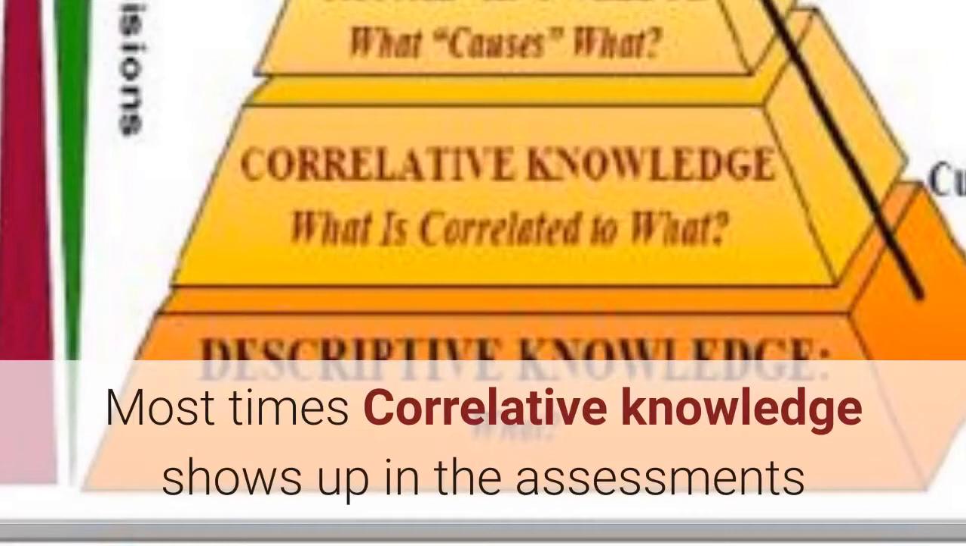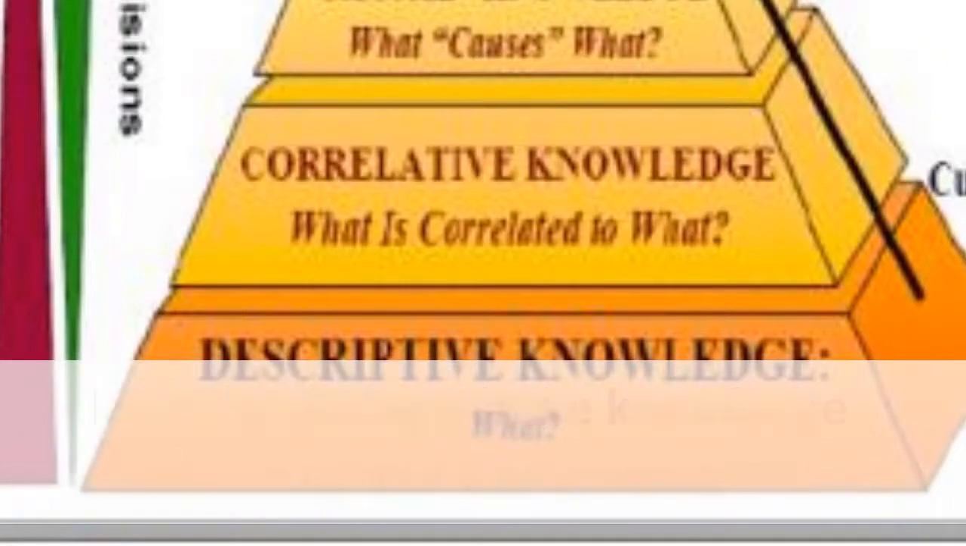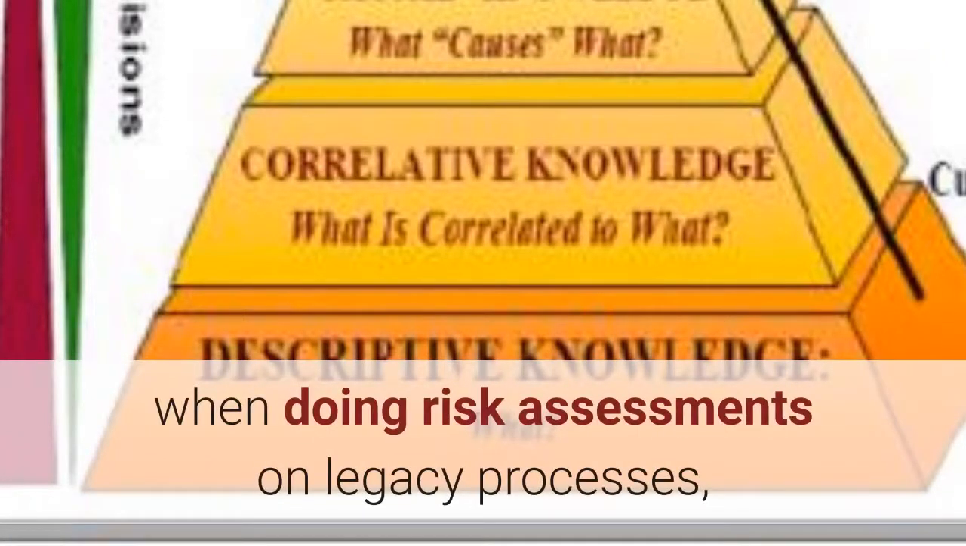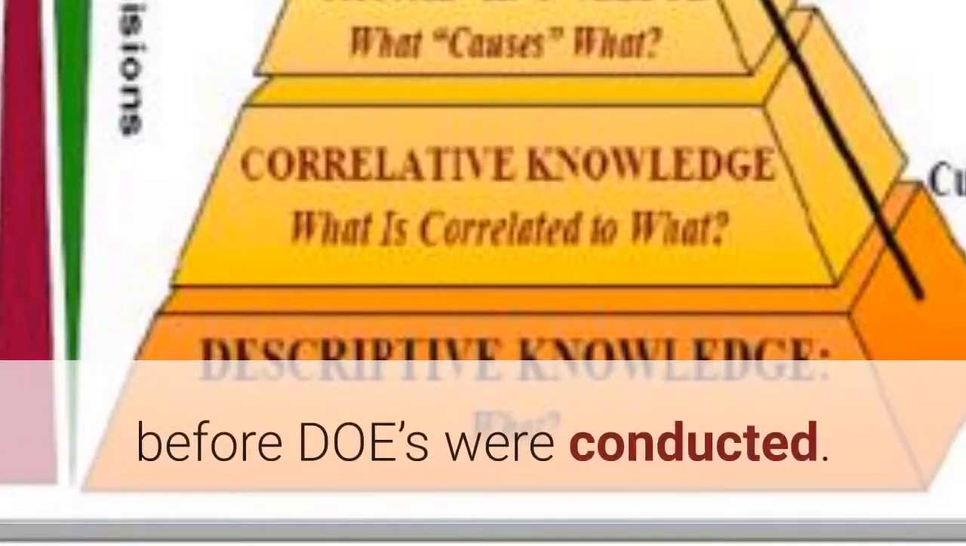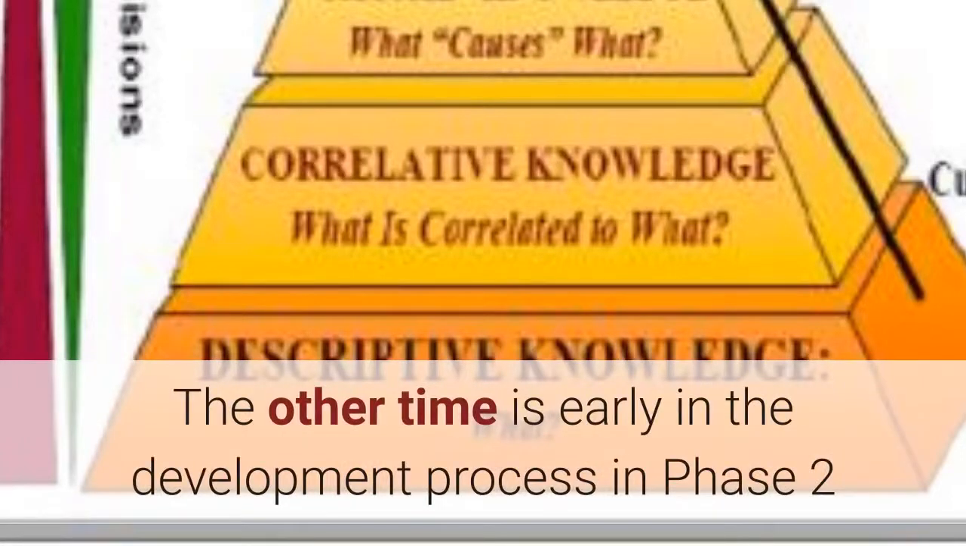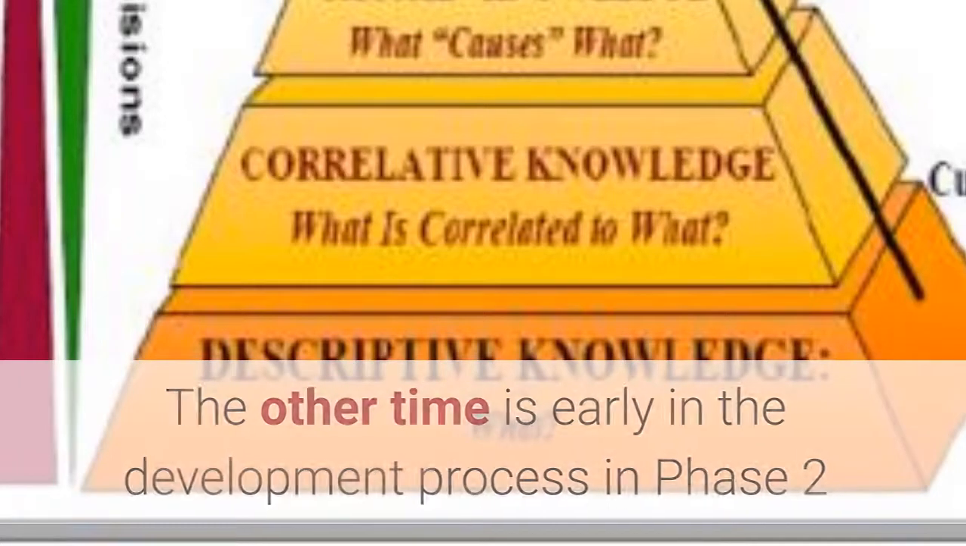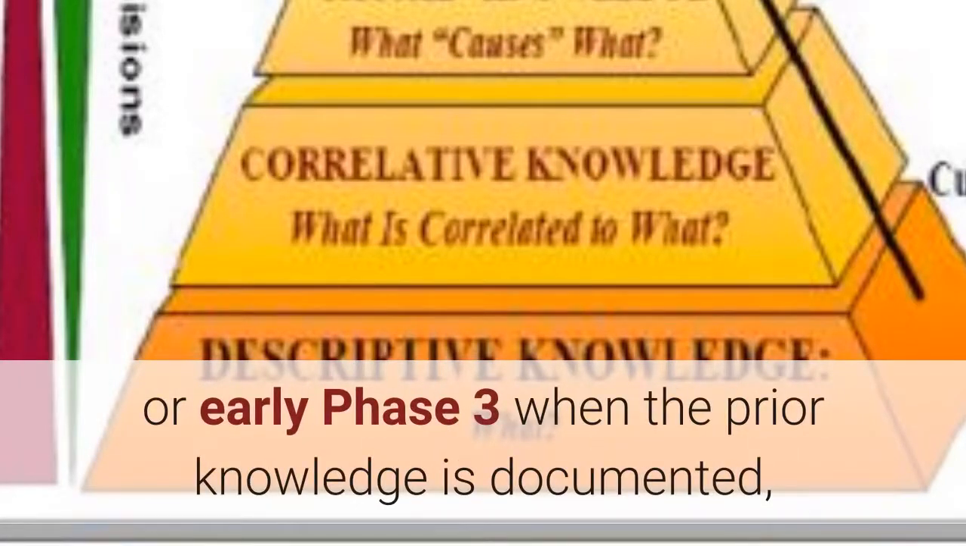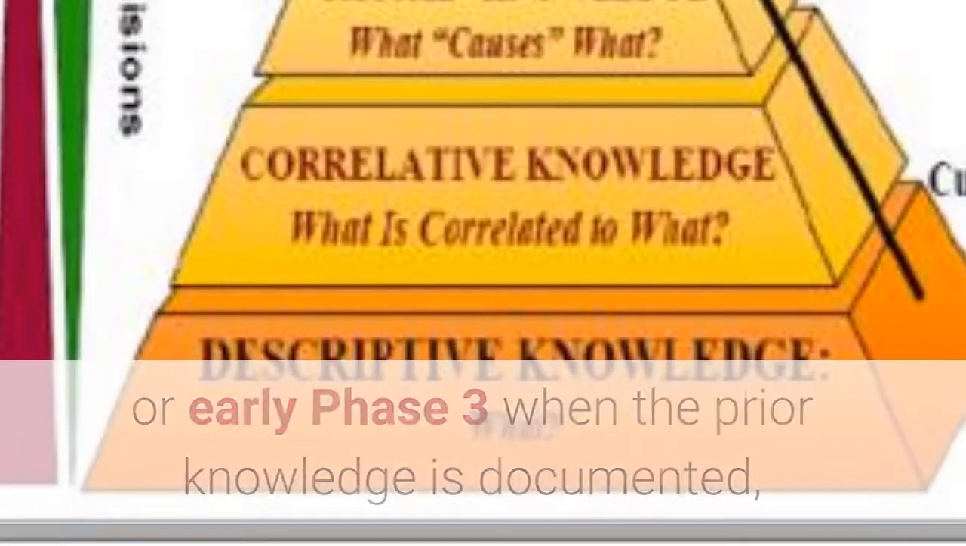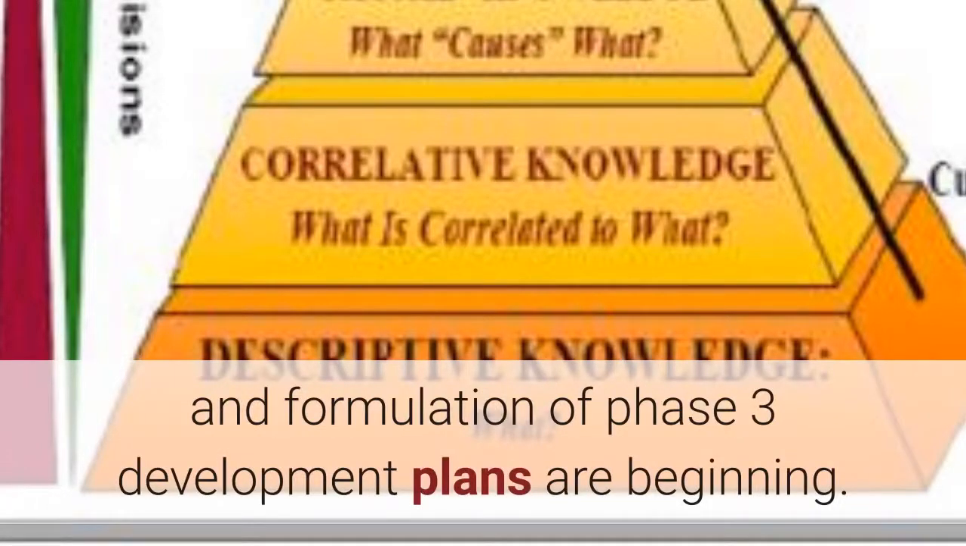Most times correlative knowledge shows up in the assessments when doing risk assessments on legacy processes before DOEs were conducted. The other time is early in the development process in Phase 2 or early Phase 3, when the prior knowledge is documented and formulation of Phase 3 development plans are beginning.